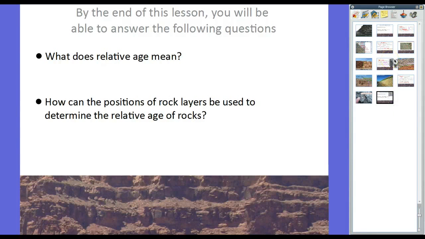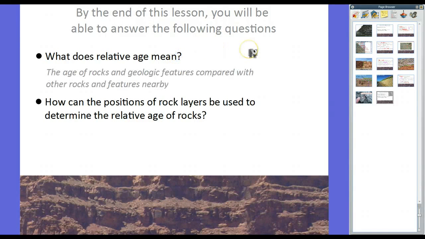So, at the end of this lesson, you should be able to answer these questions. Number one, what does relative age mean? Well, relative age means the age of rocks and geologic features as compared to other rocks and features nearby. Okay, so we don't know their absolute age. We'll know that in the next lesson. We'll talk about absolute age and dating methods for that.